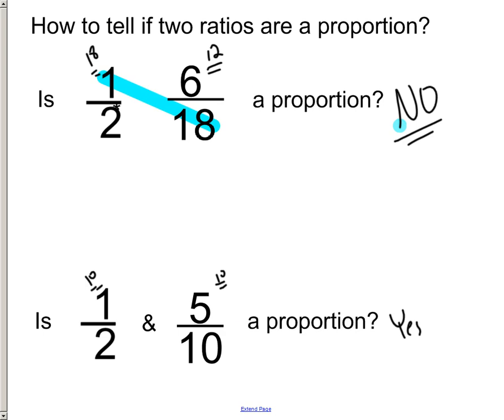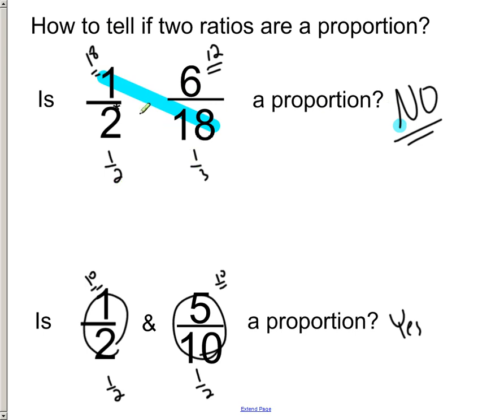And let's not lose sight of what we're actually doing. This little shortcut is trying to say, yeah, this is in lowest terms, that's 1/2. And if I simplify this 5/10, that's 1/2. So yes, they're the same. This right here is in lowest terms, 1/2. This would simplify down to 1/3. Is 1/2 the same as 1/3? No.